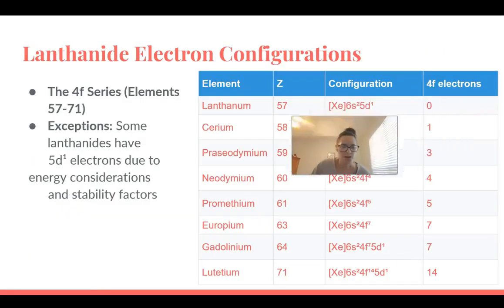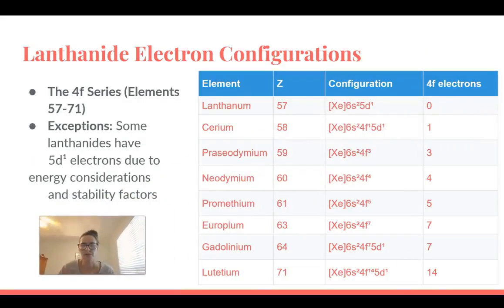So here are the electron configurations of the lanthanides. So even though the 4f sublevel would be filled before the 5d, looking at electron configuration rules, some have 5d1 electrons, so that first electron is put in the 5d sublevel rather than the 4f. And this is due to, again, energy considerations and stability factors. So looking at lanthanum here, you see 6s2, 5d1, it goes in the d sublevel, not the f. And you can see here for cerium, we have an electron that goes into the 4f1 and then the 5d1, which seems counterintuitive, but again, this is all about energy consideration. So just know a lot of these do not follow normal electron configuration rules.